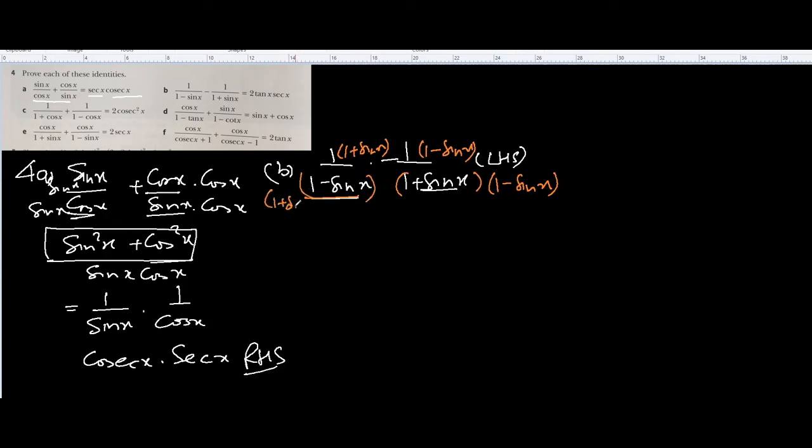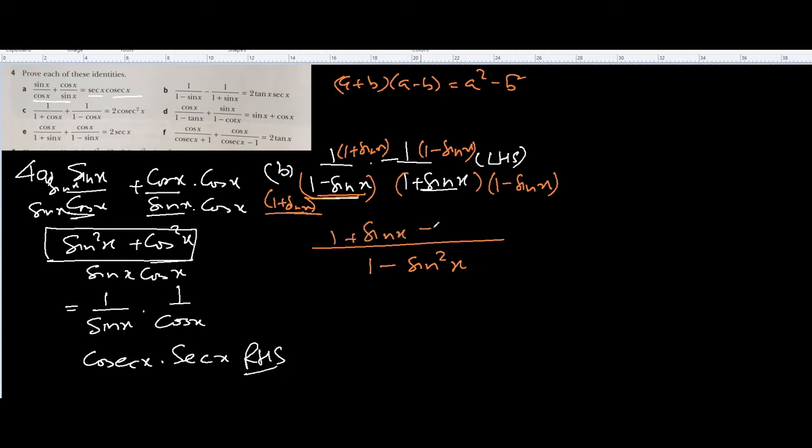Now look at the denominator, 1 plus sin x, 1 minus sin x in both, and we know a plus b, a minus b is a square minus b square. So the denominator will be 1 square, which is 1, minus sin square x. What will be the numerator? 1 plus sin x on the first one, and minus 1 plus sin x. Why plus? Because there's a negative here and there's a negative here, both will become positive. So 1 and minus 1 cancel out. So 2 sin x over 1 minus sin square x.